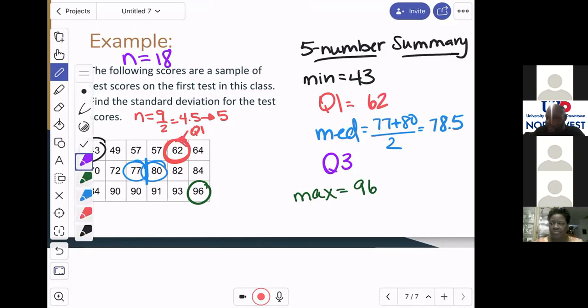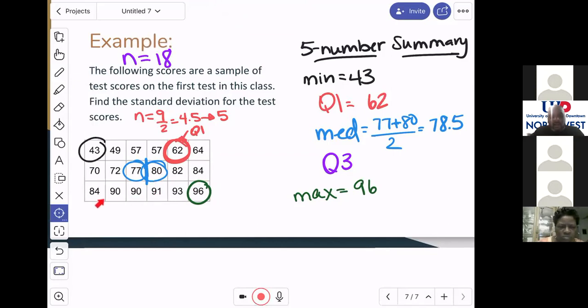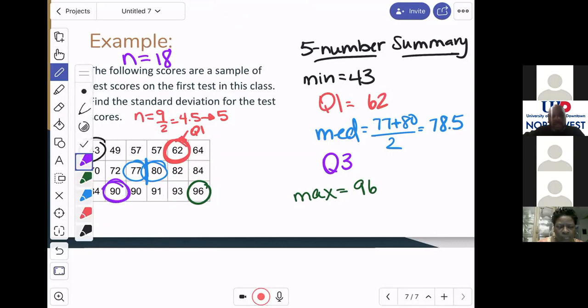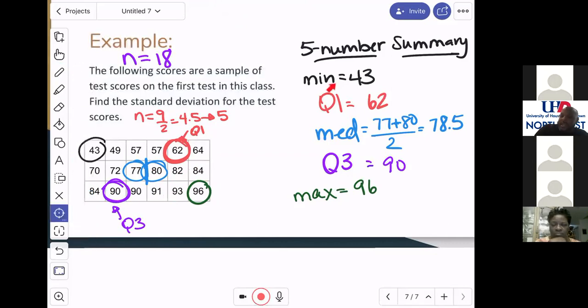To get the other median, we do the exact same thing. If there's 9 on this side, there should also be 9 on this side, right? So we need to count to the 5th position. 1, 2, 3, 4, 5. Here is Q3, and that's at 90. Now, here's what I know. I know the minimum value is 43. Q1 is 62. The median is at 78.5. Q3 is at 90. And the max is at 96.